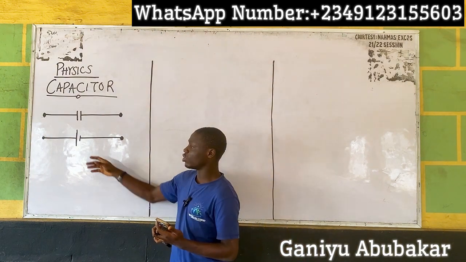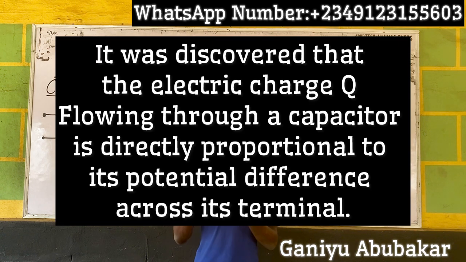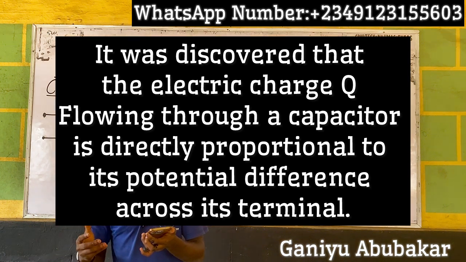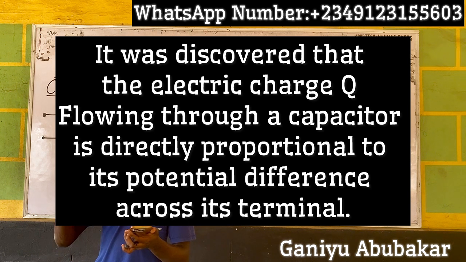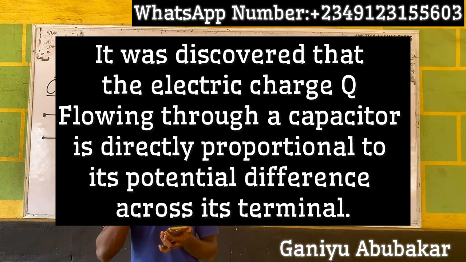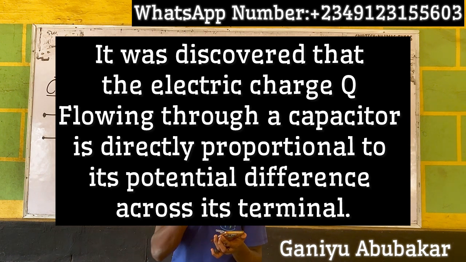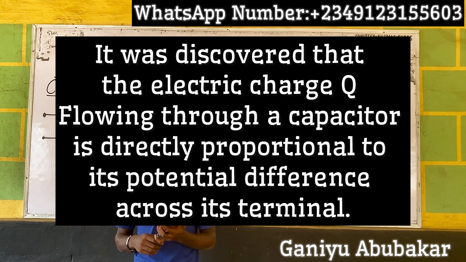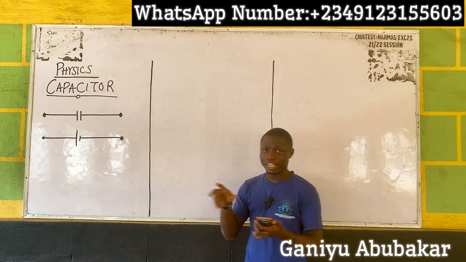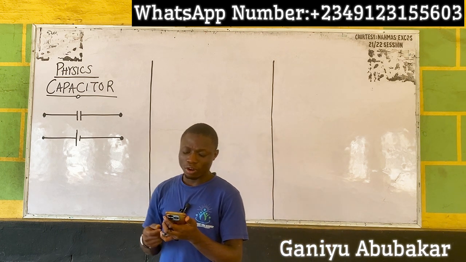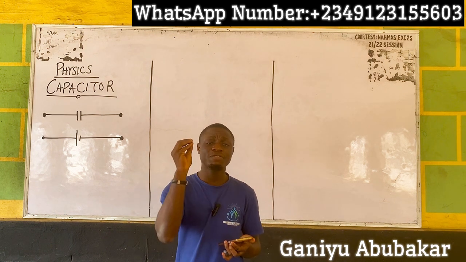All right. At this junction, please note. It is discovered that the electric charge Q flowing through a capacitor is directly proportional to its potential difference across its terminals. Please note the keyword: Q flowing through a capacitor is directly proportional to what? Its potential difference across its terminals.